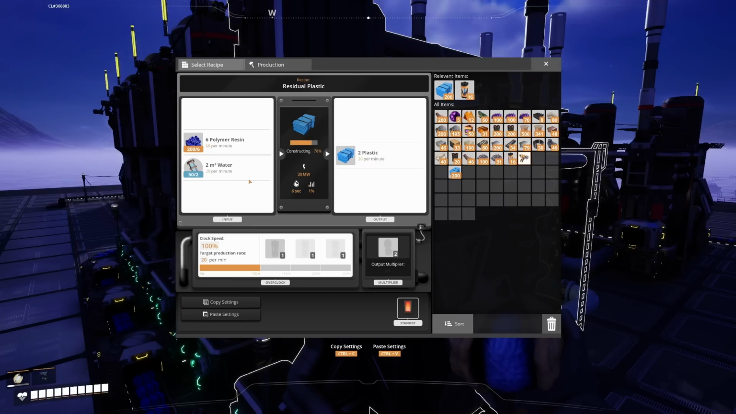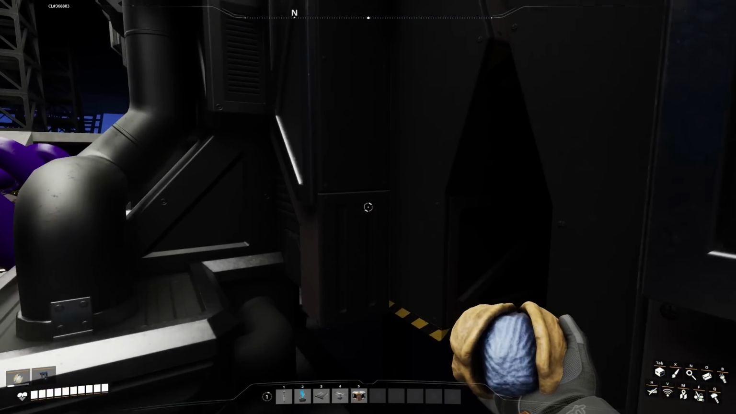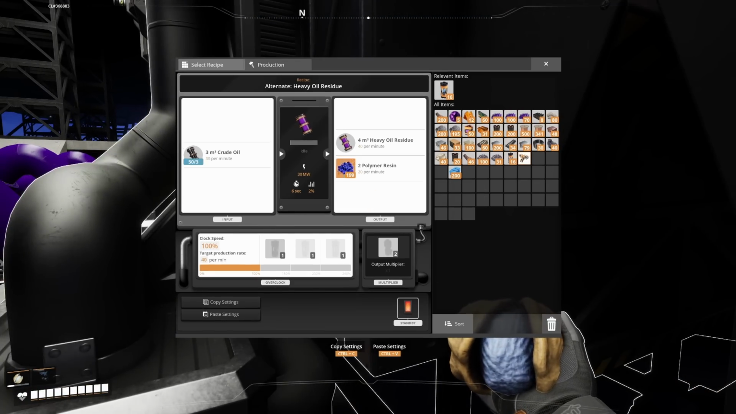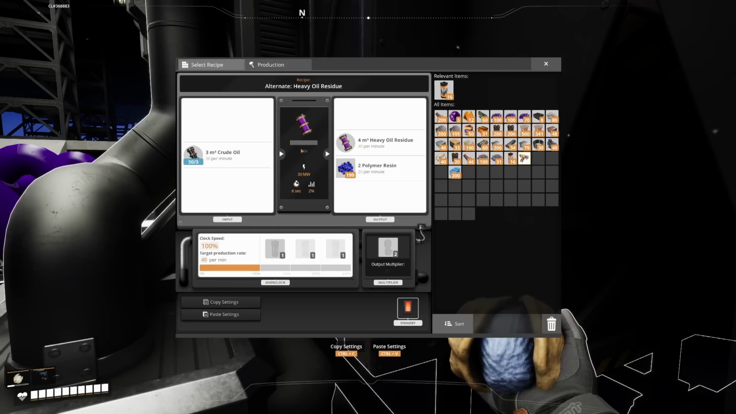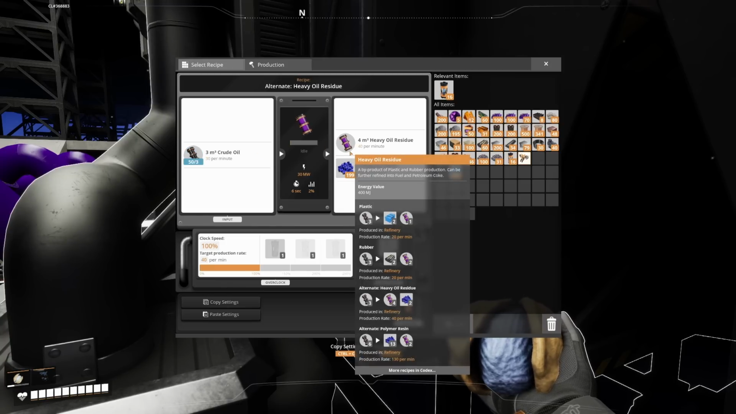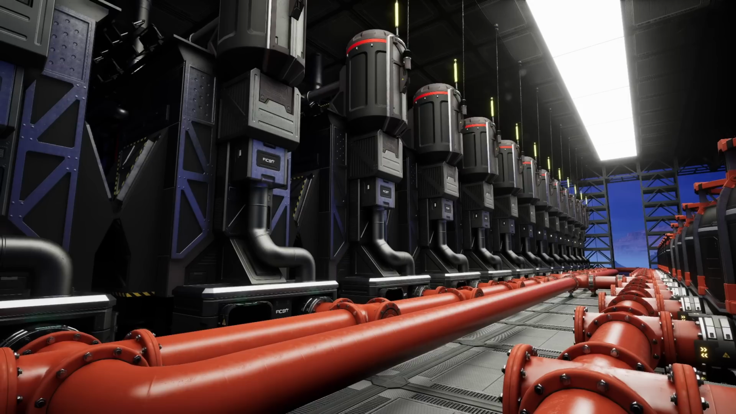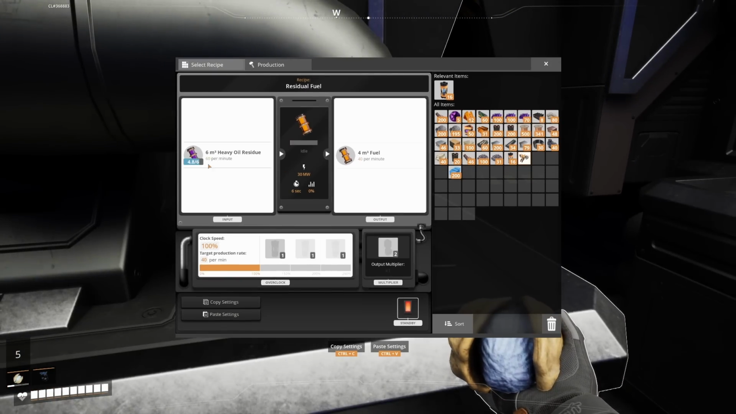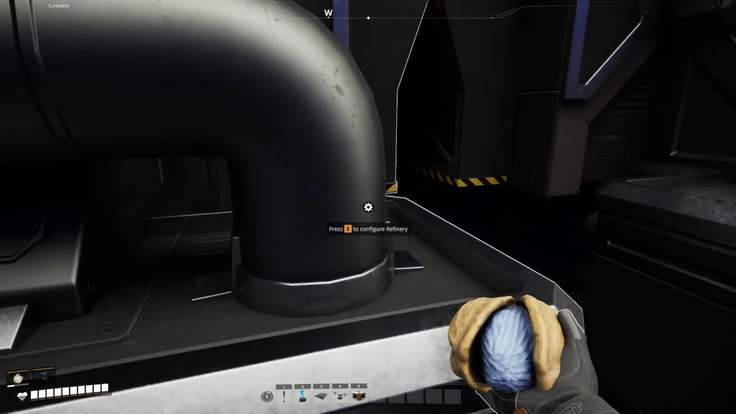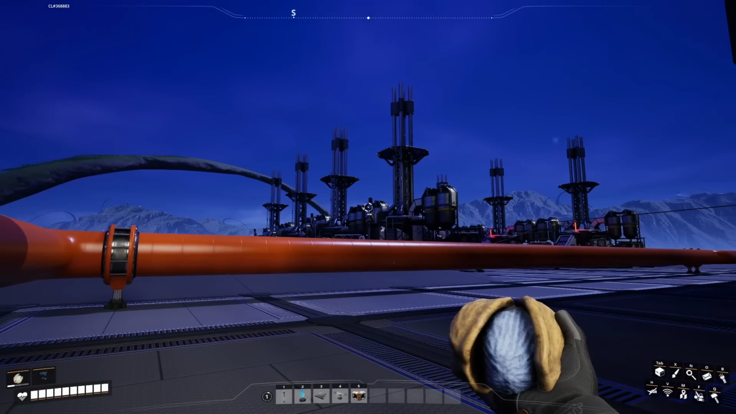This, however, is a problem, because when we go down to the bottom floor, which is producing the polymer resin, you can see that the polymer resin is full, and thus, despite having the crude oil, we're not producing any heavy oil residue. This causes its own issue, because now the fuel refineries aren't receiving any of the heavy oil residue that they need, as you can see here. And as such, all of the buffers have run dry, and so have the generators.